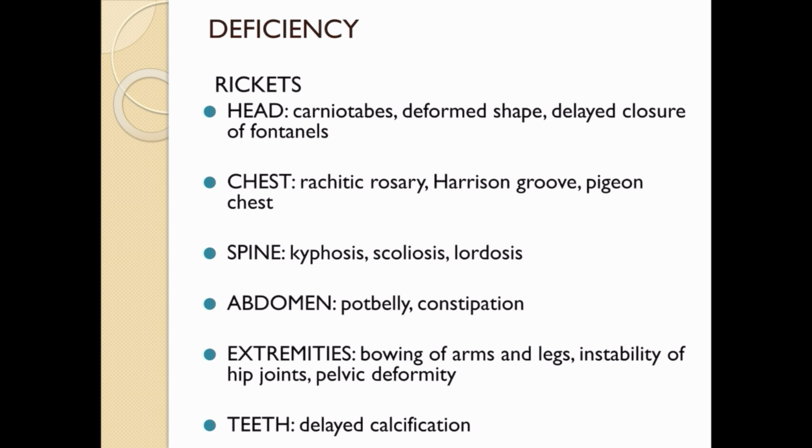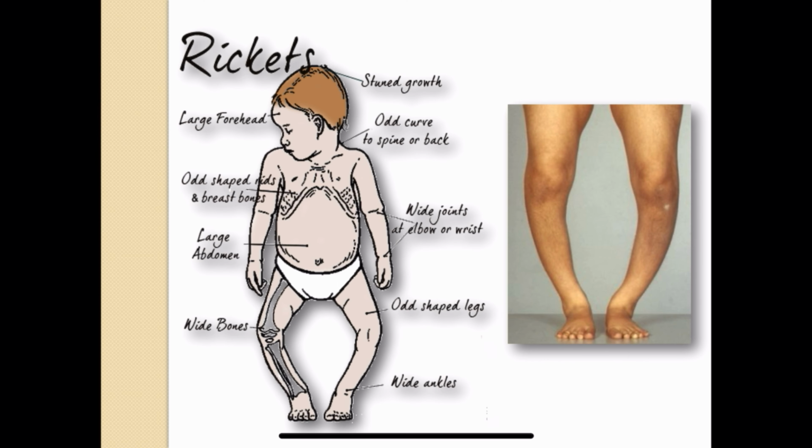And in the abdomen you can find a potbelly abdomen or a constipated abdomen. Extremities show bowing of arms and legs, instability of hip joints, and pelvic deformity. In teeth, you can witness delayed calcification due to vitamin D deficiency. This is the picture of a baby having rickets. You can see here the bowed knees. This is the characteristic feature of rickets.